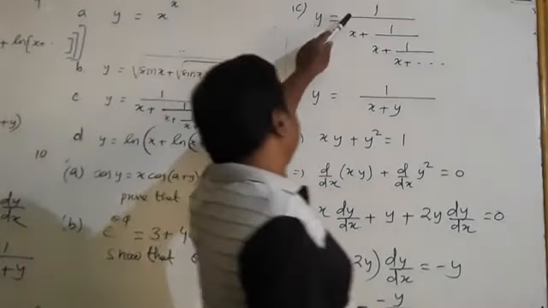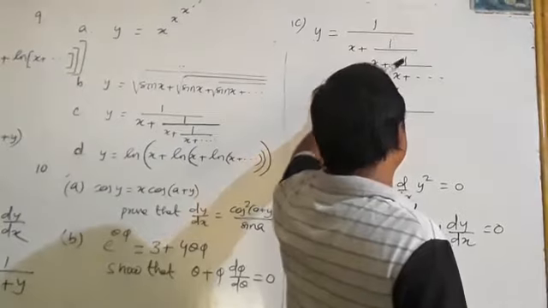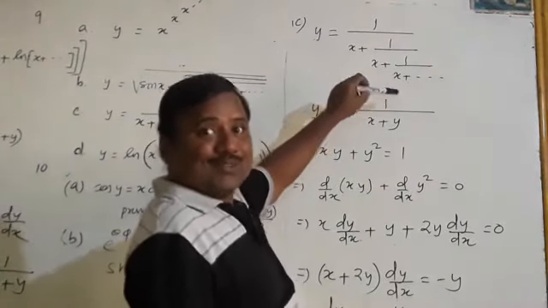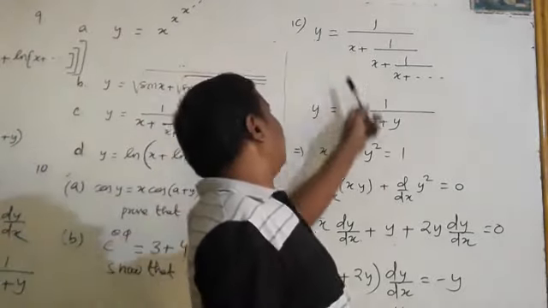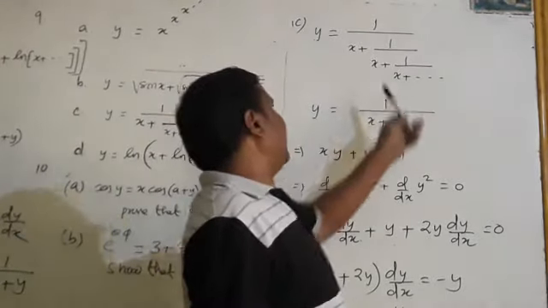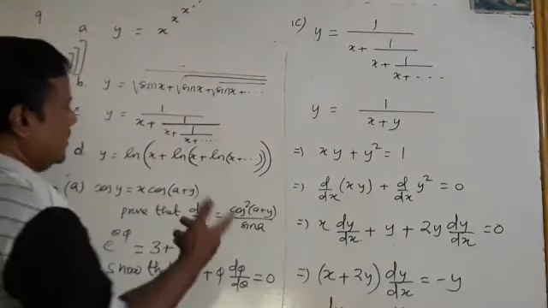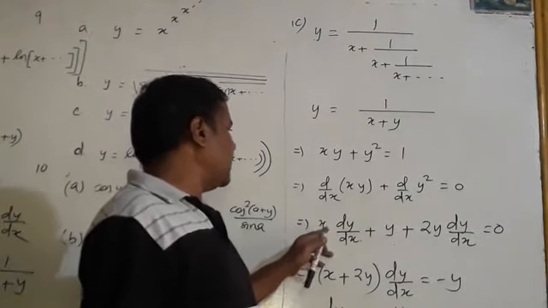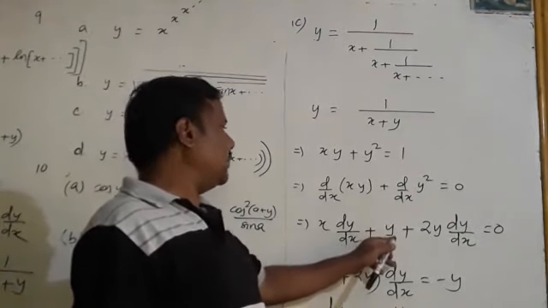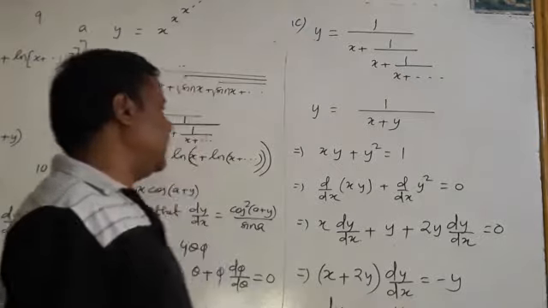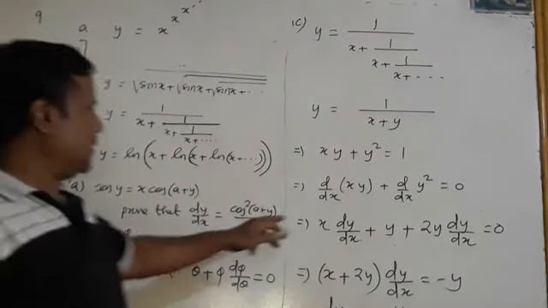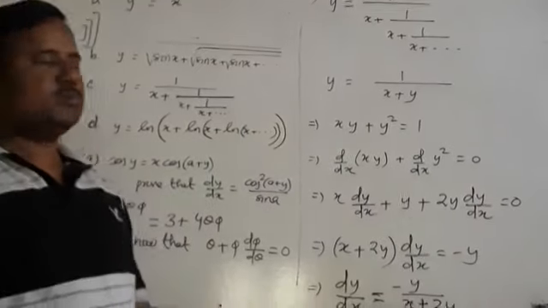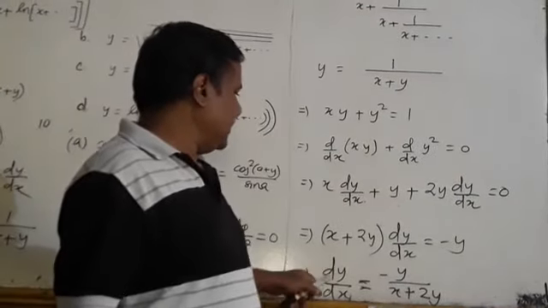Okay, and please note, y is equal to 1 by (x plus 1 by (x plus 1 by (x ...))). Look at here, y is equal to 1 by (x plus y). Just multiply: xy plus y squared is 1. Then differentiate, applying the product rule: x times derivative of y plus y times the derivative of x, which is 1, and the derivative of y squared is 2y dy by dx. Now take common (x plus 2y) dy by dx is equal to, this goes to the right side, minus y.